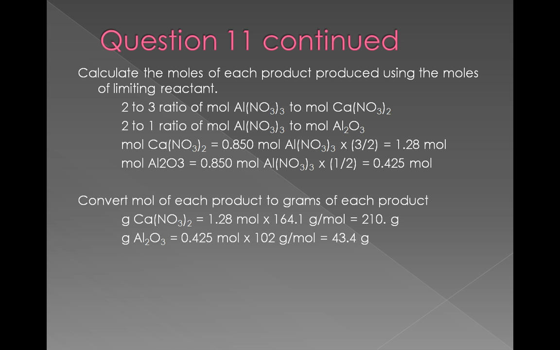Now you convert each product to grams of each product. So to find grams of CaNO3, you multiply 1.28 moles by 164.1 grams per mole, which is the molecular mass. That gives you 210. Then you multiply the 0.425 moles of Al2O3 by 102, which is its molecular mass, and that gives you 43.4.